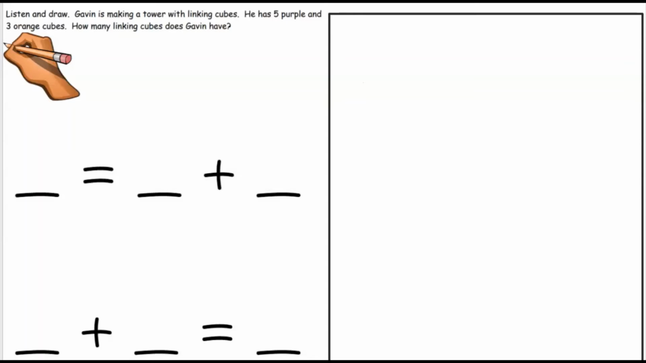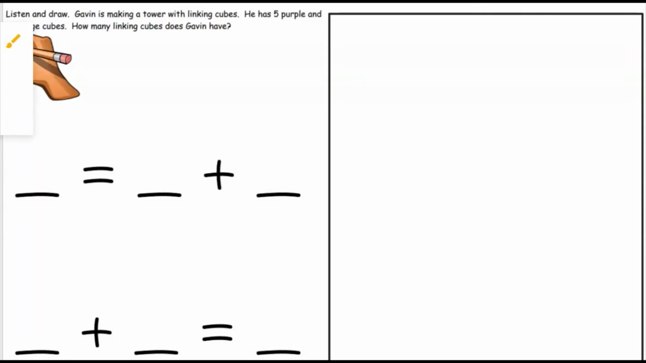Gavin is making a tower with linking cubes. He had 5 purple and 3 orange cubes. How many linking cubes does Gavin have? You may not have purple or orange, and that's okay. You can just draw your 5 and 3 cubes with whatever you're using to draw with. Your teacher's going to pause the video.